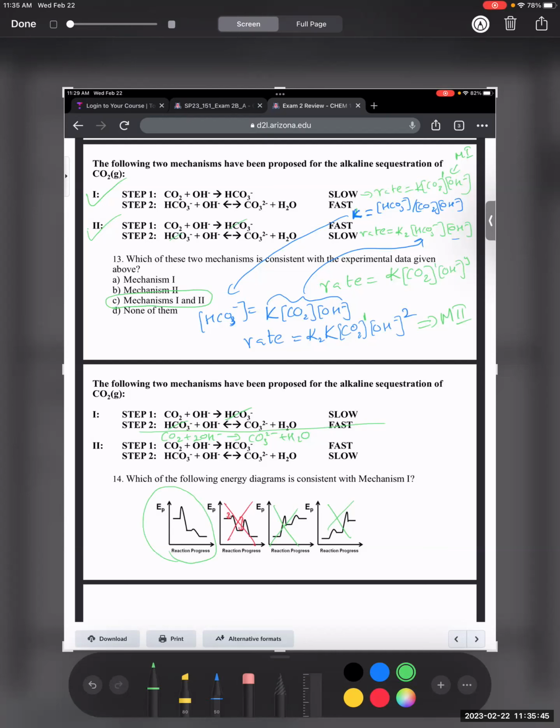Okay, so the first step is exothermic, but it has a high activation energy barrier. Here's the activation energy barrier for the first step, and here's that for the second step, very small. And then definitely the first step is slower. And the overall reaction is, yeah, this is the only one that is consistent with those data. Okay. All right, so that is question 14.